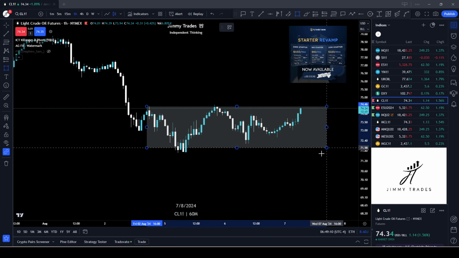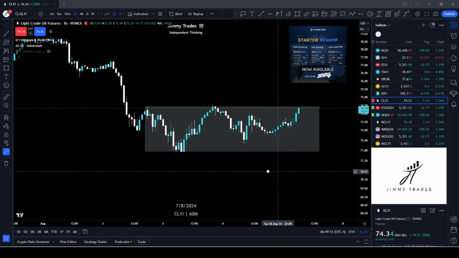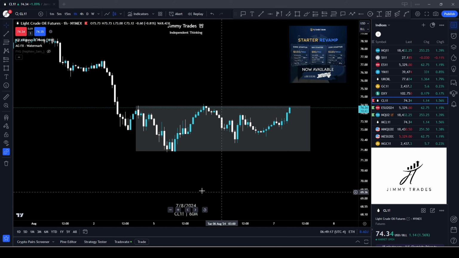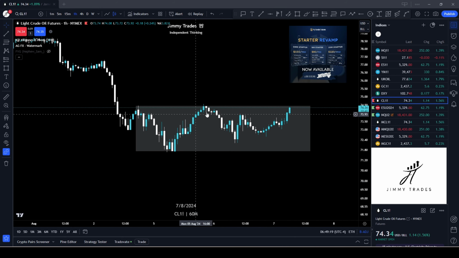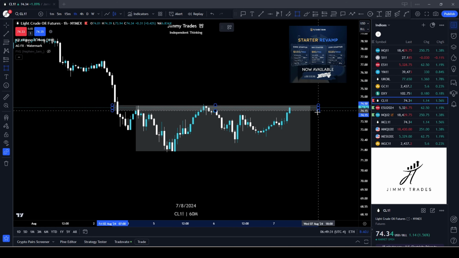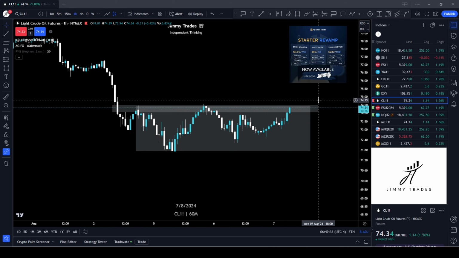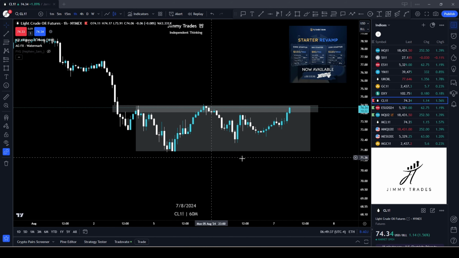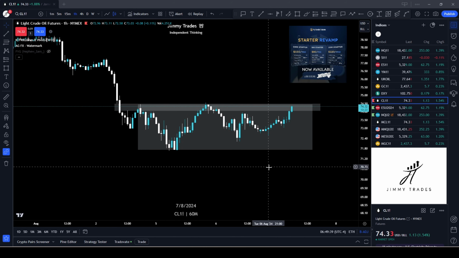Oil is also stuck in a bit of a range. Got these relative equal highs respecting this bearish PD array. We're at that same level again right now. It'll be interesting to see if this inverts this FVG.